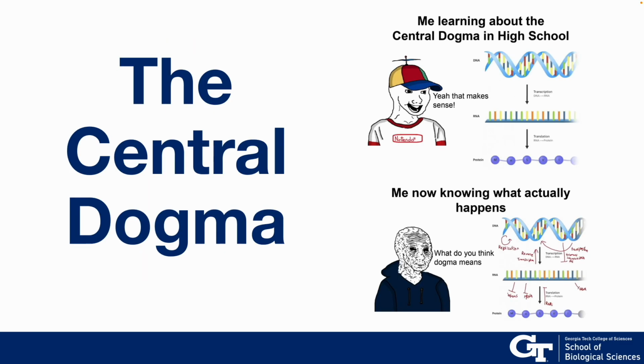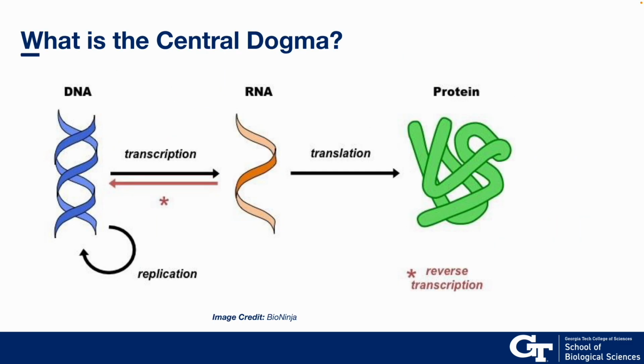And now we can talk about the central dogma of molecular biology. So the idea of the central dogma is we have DNA, the actual genetic material. DNA is transcribed into RNA, which is single-stranded. And this single-stranded RNA is translated to make proteins.